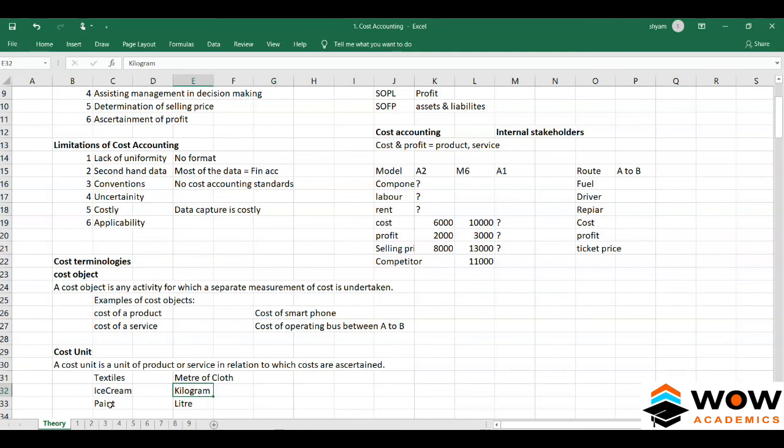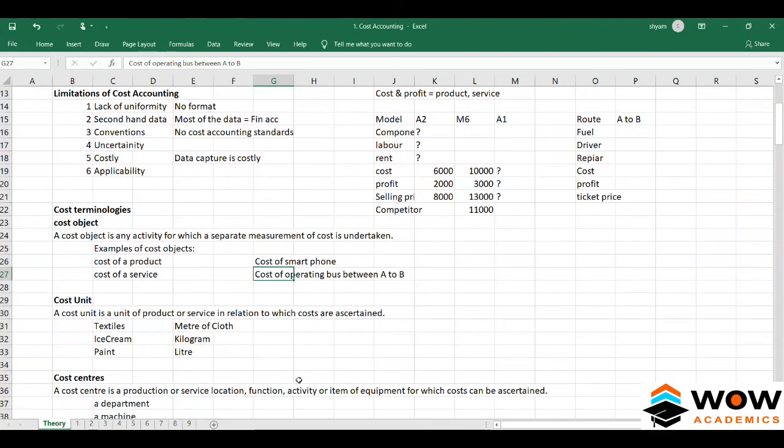In terms of paint, it's going to be liter. In terms of smartphone, it's going to be cost per smartphone. In terms of operating a bus, it can be cost per kilometer. So that's about the concepts here.